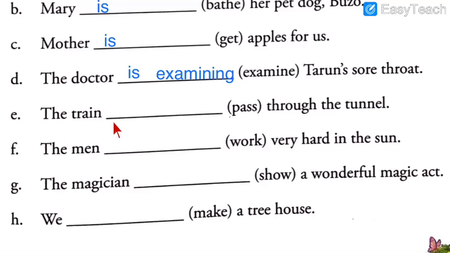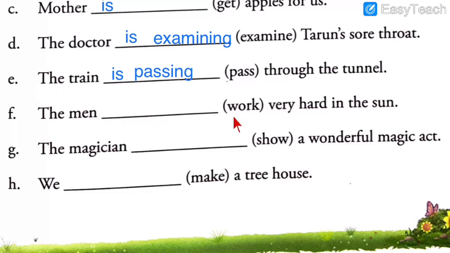Next is the train dashed through the tunnel. Again talking about only one train. So we will obviously write is because we are talking about singular. The train is dashed through the tunnel. Past will become, what will past become? What do we have to add with the verb? ing. So past will become passing. So the train is passing through the tunnel.